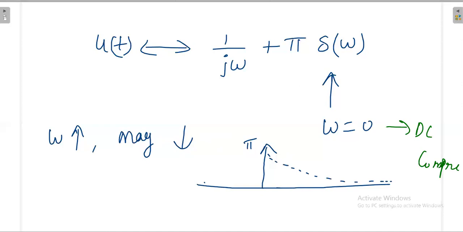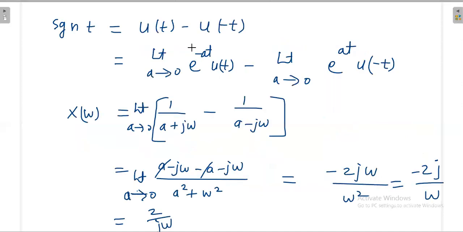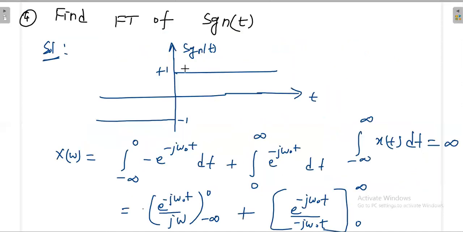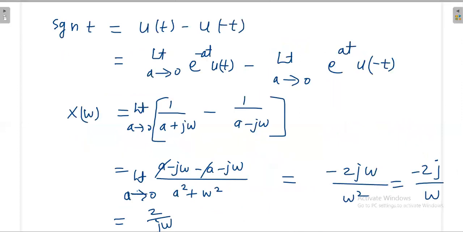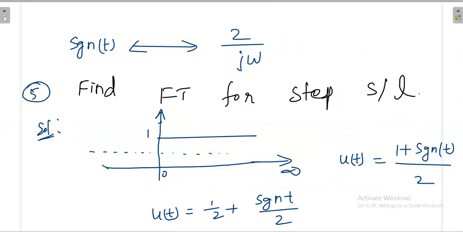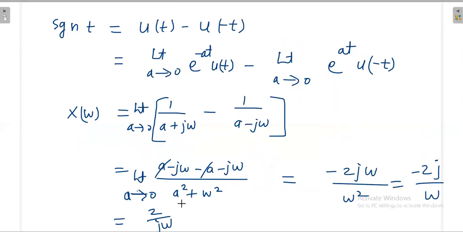Say, for example, we had a signum function. What is the average value here? The average value here is 0. Because the average value is 0, we did not have any impulse function in the frequency domain. Suppose if an average is there, then we will have an impulse function. But in this case the average is not there, so the impulse function is not there.